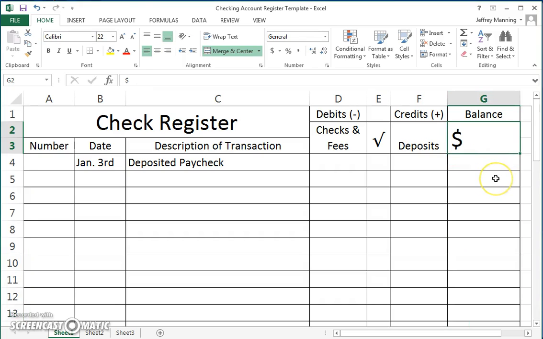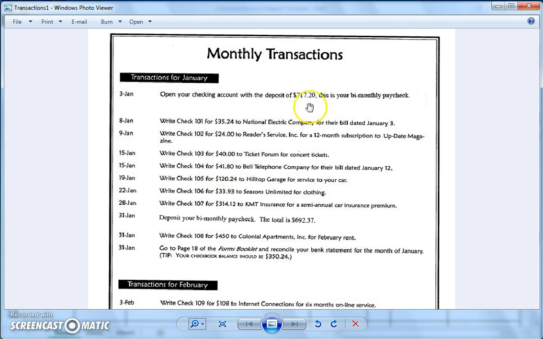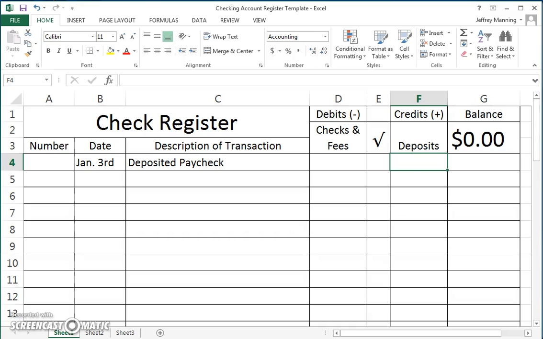All right, speaking of the balance, since we just opened this account, our balance in this box is $0. Now I remember that we deposited our paycheck and it was for $717.20. So on my credit column, because it's got the plus symbol, I'm going to put $717.20. And because my previous balance was 0, 0 plus $717.20 equals $717.20. That is the total amount of money that I have in my checking account able to spend. All right, and we're done with that transaction. Let's go to the second one.